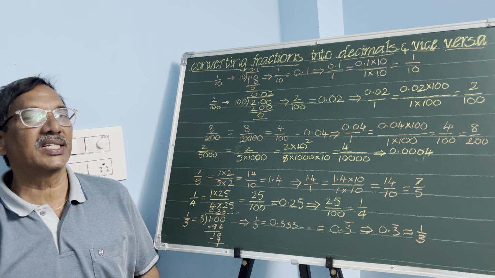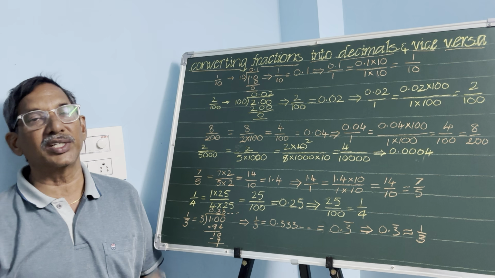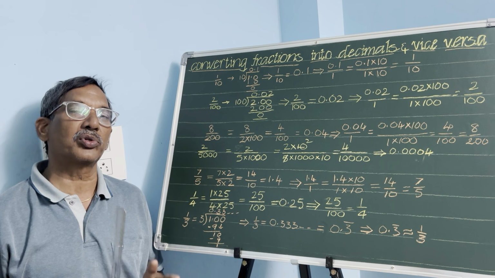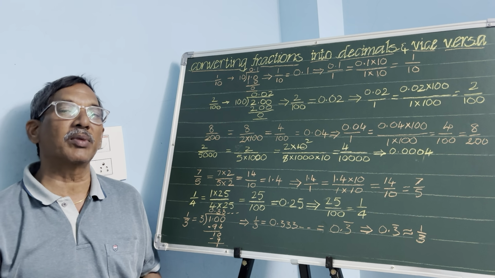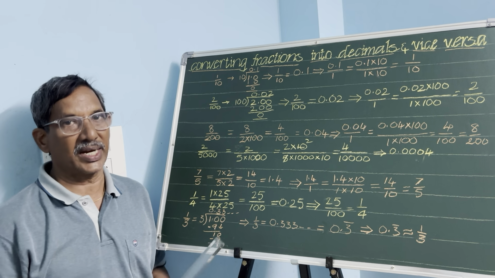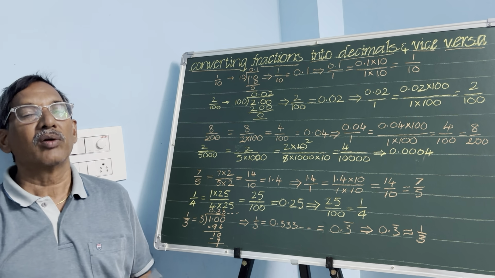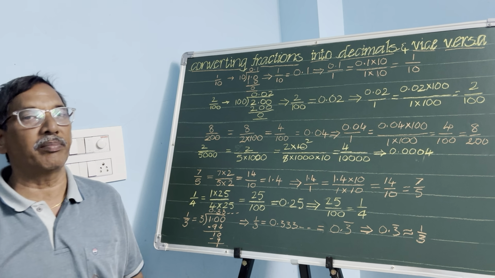Today we will discuss the conversion of normal fractions into decimals and vice versa. That means we will discuss how to convert normal fractions into decimals and decimal fractions into normal fractions. Let us take for example 1 over 10. 1 over 10 means 1 is divided by 10.